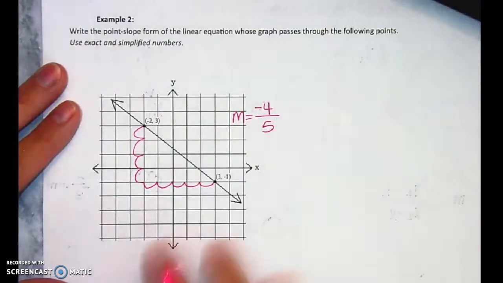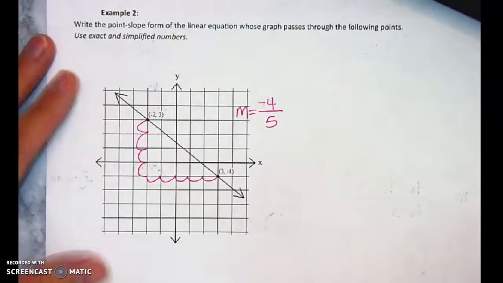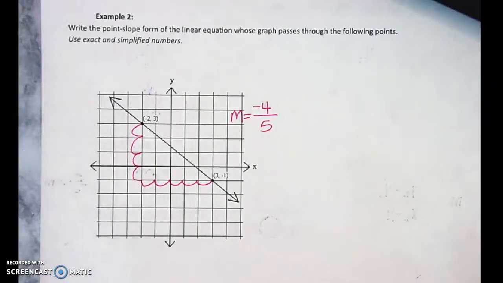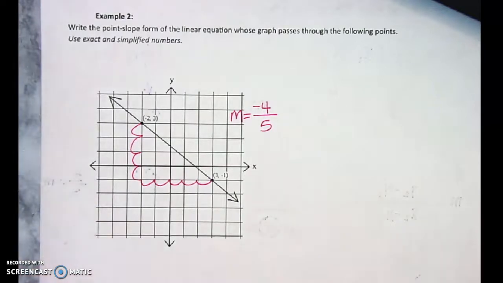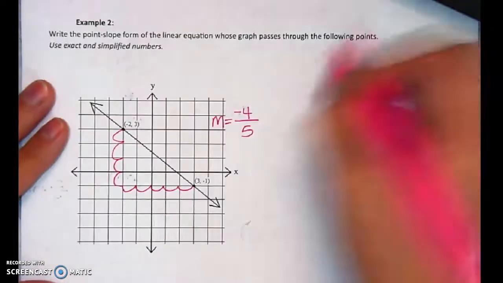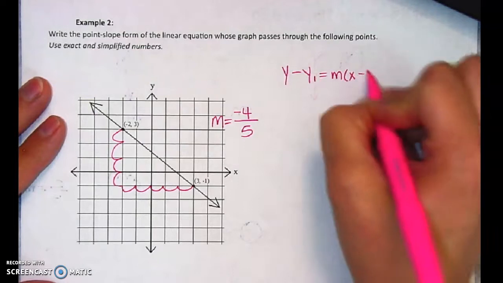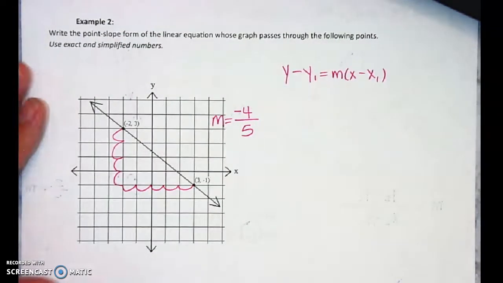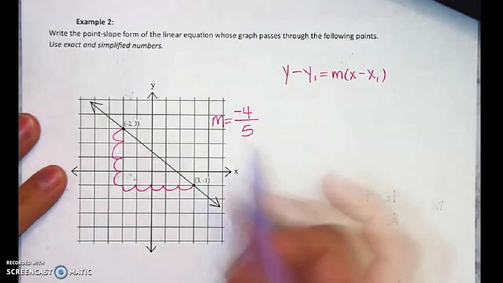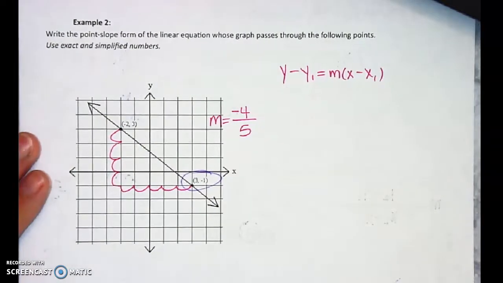I can also plug this in to the formula just like normal, and I would end up with the correct answer. It doesn't matter, just whatever way is easier for you. Pick one, go with it, whatever works, okay? So now to get my equation, again, I'm going to go with y minus y1 is equal to m times x minus x1. And again, it doesn't matter which point you choose, just choose one of them and go with it, okay? So I'm going to choose the 3, 1, just because I think it might be easier. I'm not sure. And I'm just going to plug it in.